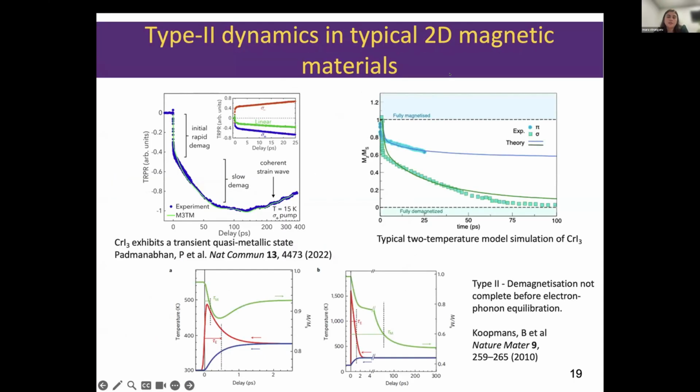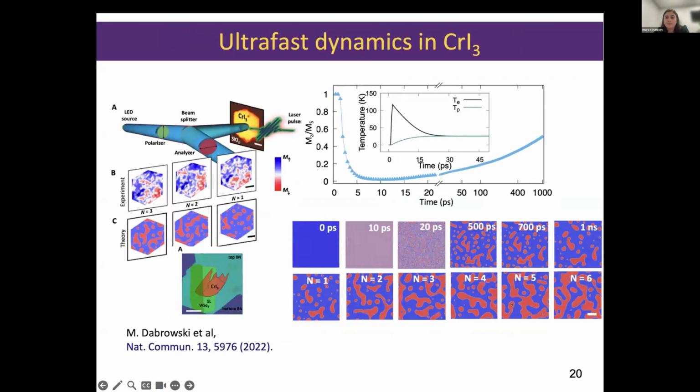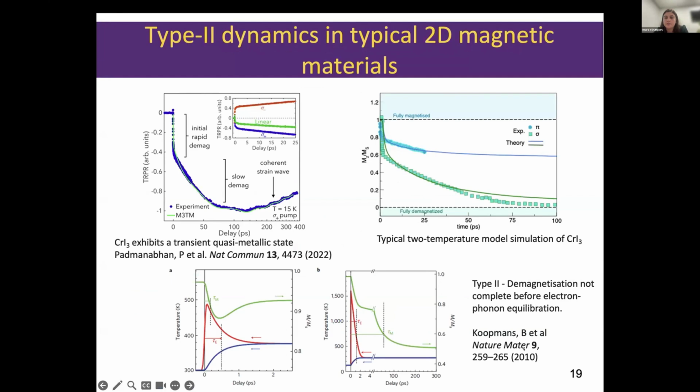Most of these 2D magnetic materials show what's called a type 2 demagnetization process. This was introduced by Dr. Bert Koopmans et al., where essentially your demagnetization process happens in two steps. First, there is a quick demagnetization coming from the laser pulse, and then a slower decay of your magnetization coming from the elevated phonon temperature. Most of these 2D magnetic materials show this type 2 demagnetization. So this is one example of chromium triiodide, where we show an initial rapid demagnetization and then a slow demagnetization process. So we are able to reproduce this type 2 demagnetization with our atomistic simulation as shown here.